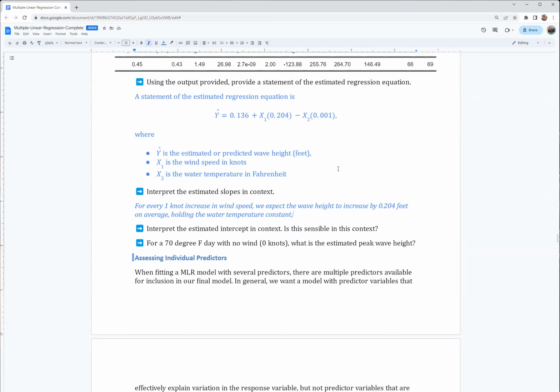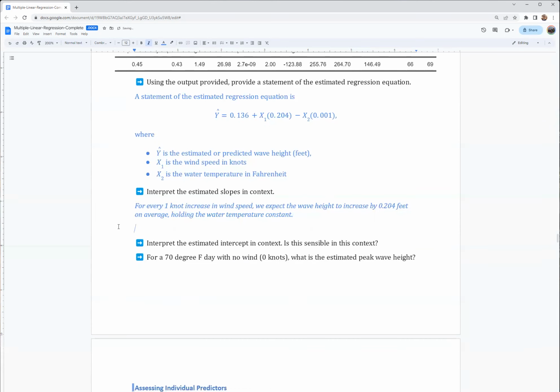Okay, so now let's check out our final interpretation of the first slope. For every 1 knot increase in wind speed, we expect the wave height to increase by this many feet on average, holding the water temperature constant. So the idea is that we can only interpret the effect of wind speed if we're assuming a constant temperature, say 70 degrees for the water. If the water temperature were somehow changing as the wind speed changed, things get wacky and we can't give as clear of an answer. All right, so that's how we can interpret the first slope.